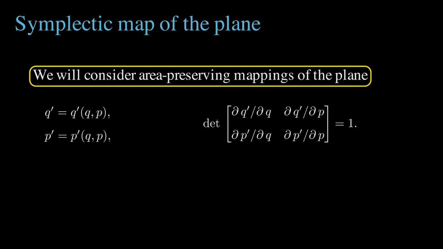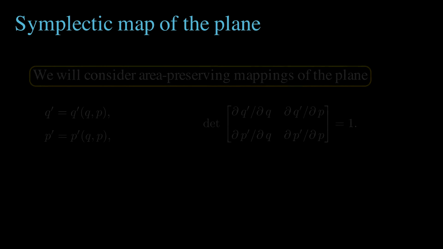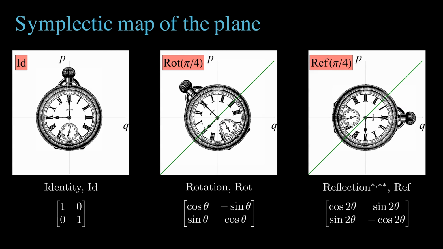Mathematically, this means that the determinant of the Jacobian matrix of the transformation must be equal to 1. For example, the trivial identity transformation or a rotation about the origin both satisfy this condition. Another commonly used linear transformation, reflection with respect to a line, is slightly different. It is anti-area preserving because the determinant of its Jacobian is -1. The 3 images below illustrate these 3 maps applied to an image of a pocket watch showing 9 o'clock. For both the rotation and the reflection, we used an angle of pi/4.